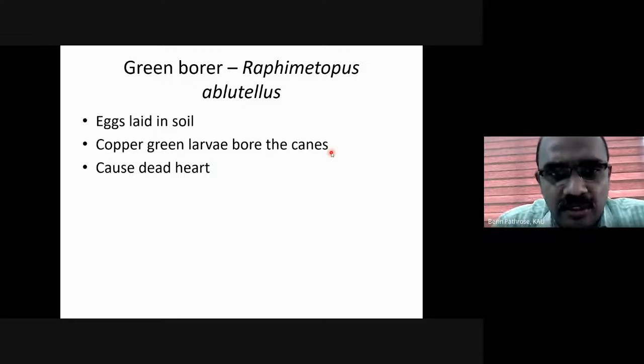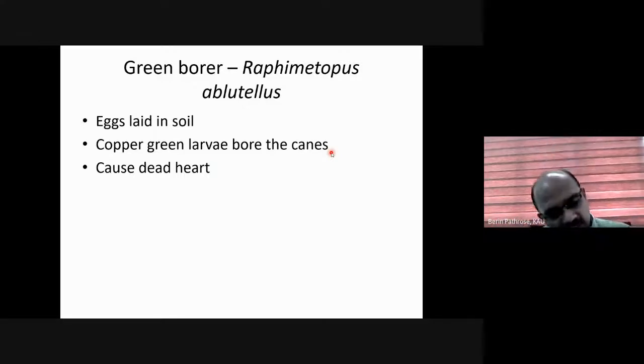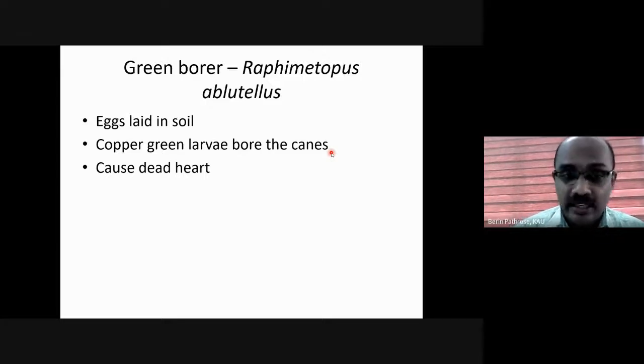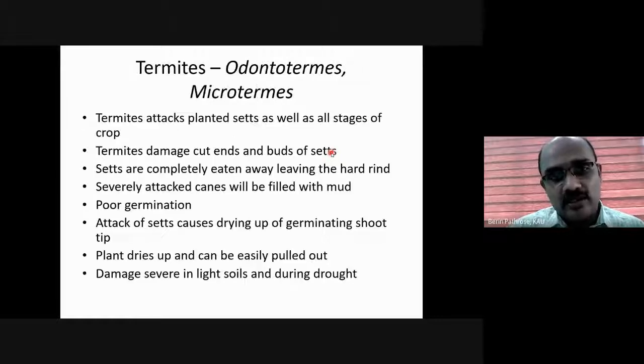And the last one is green borer, Raphimetopus ablutellus. Again, just remember the scientific name. The eggs are laid in soil, just like root borer. The larva is copper green in color, that's why it is called green borer, and it leads to the formation of dead heart.